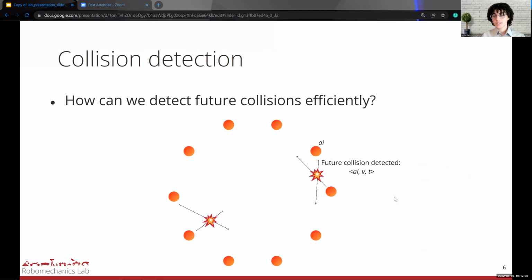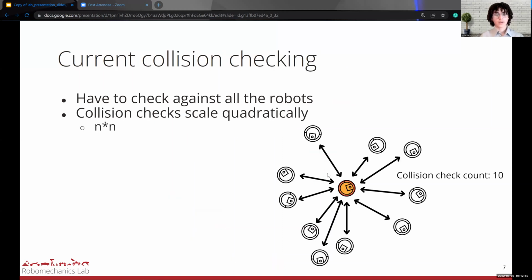My research specifically focuses on the collision detection aspect of conflict-based search. So it's about how we can detect future collisions efficiently. If you look at this diagram, we want to be able to detect this future collision so we can set a constraint to prevent the robot from being at that location and prevent that collision from happening. The problem with current collision detection is that it's pairwise, which means that every robot has to check against every other robot.